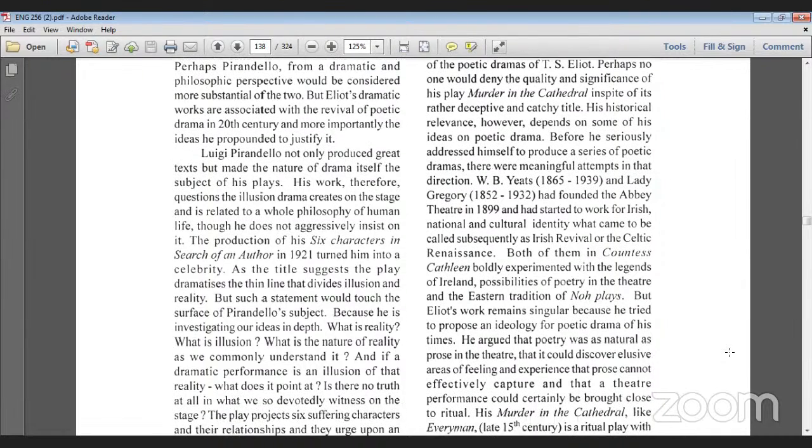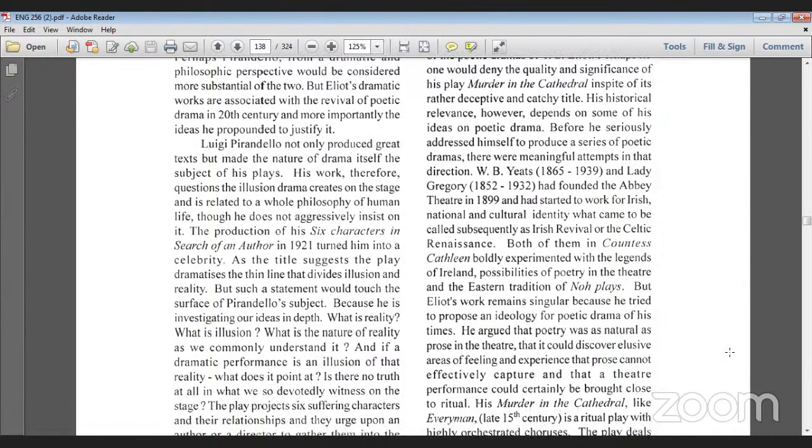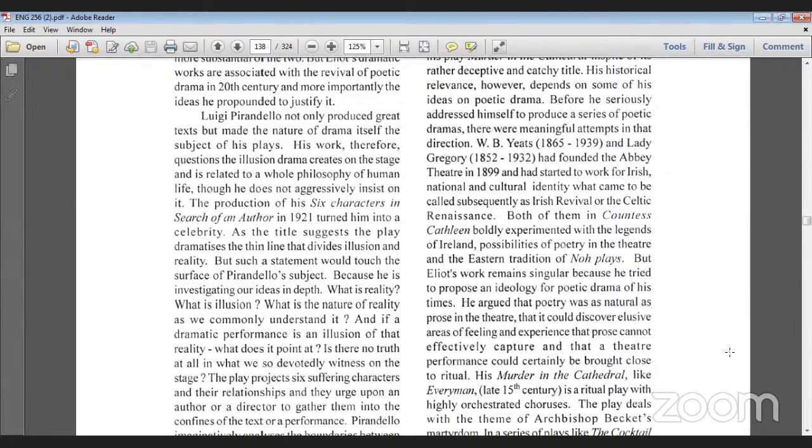What does it point to? Is there no truth at all in what we so devotedly witness on the stage? The play projects six suffering characters and their relationships, and they urge an author or a director to gather them into the confines of a text or a performance.